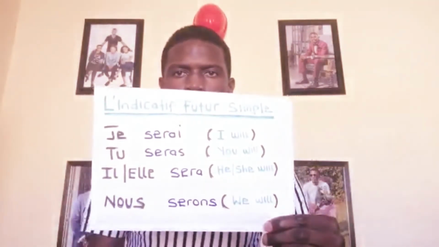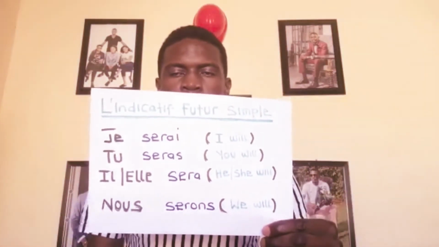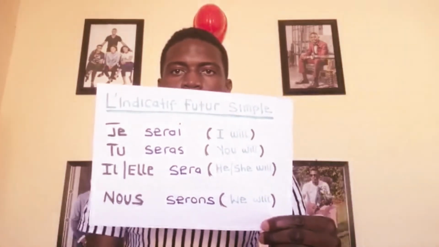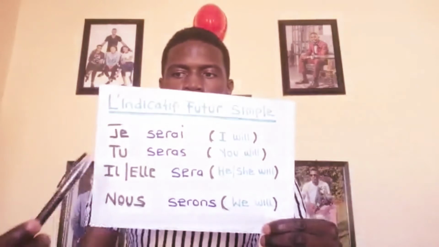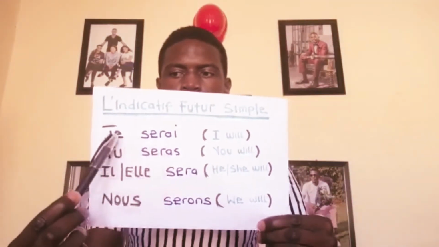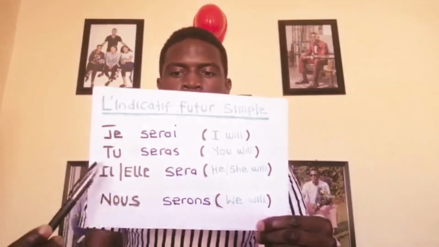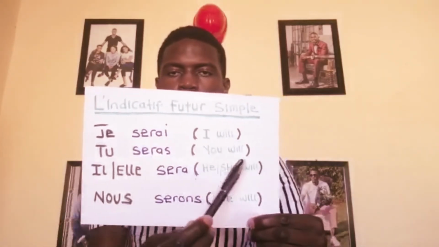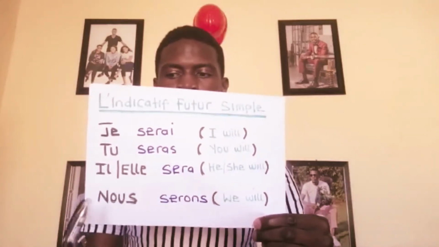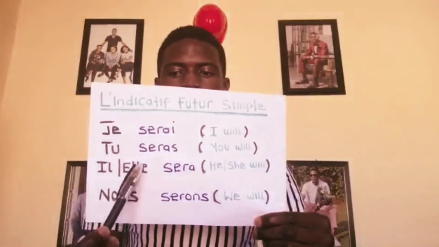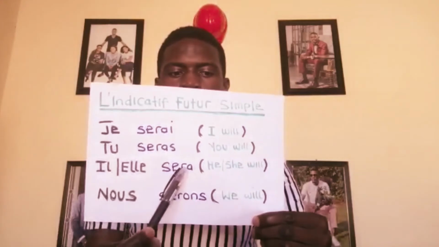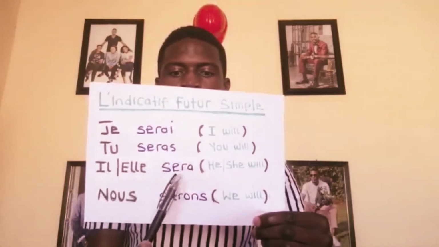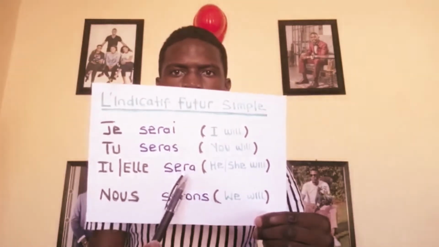And now we're going to see how you can conjugate the verb to be in its future tense. So for instance, if you'd like to say, I will, you say, je serai. Tu seras would mean you will, but in an informal way. Elle sera means she will. And il sera means he will.